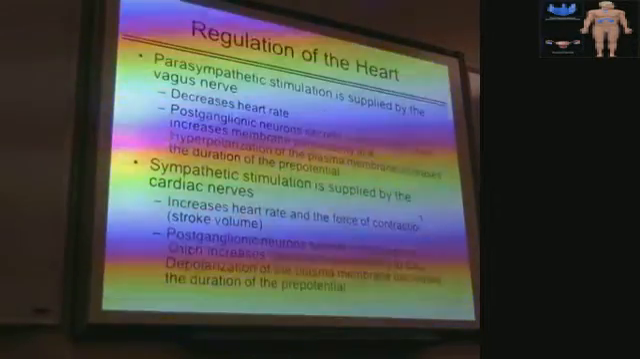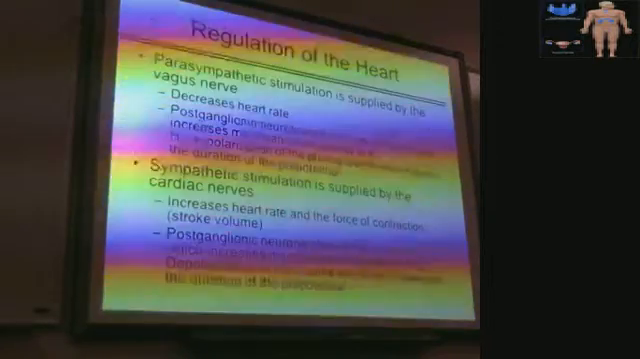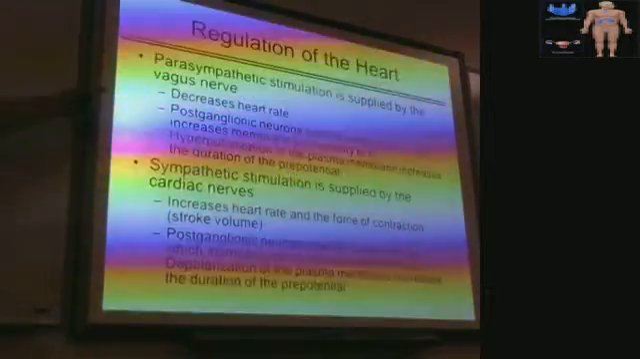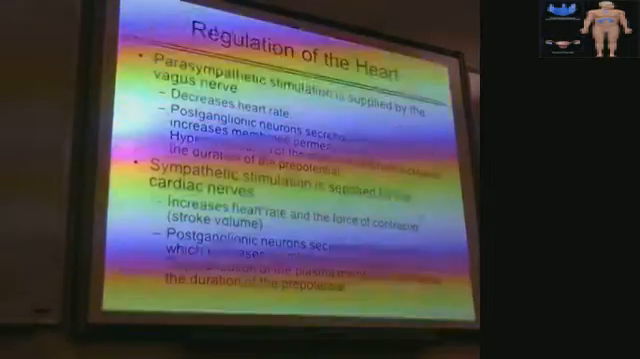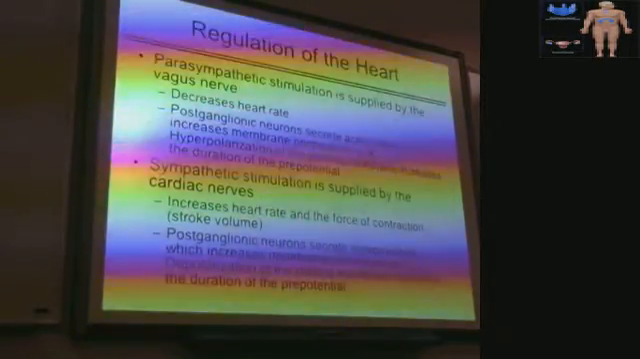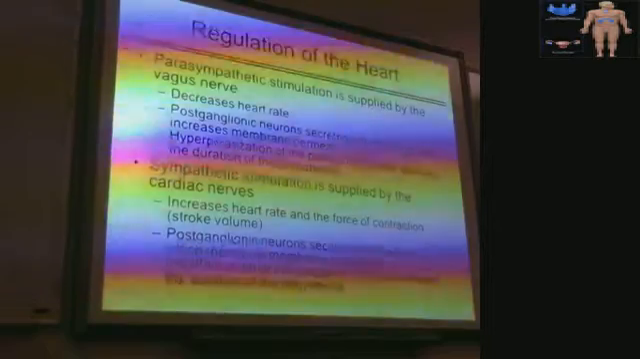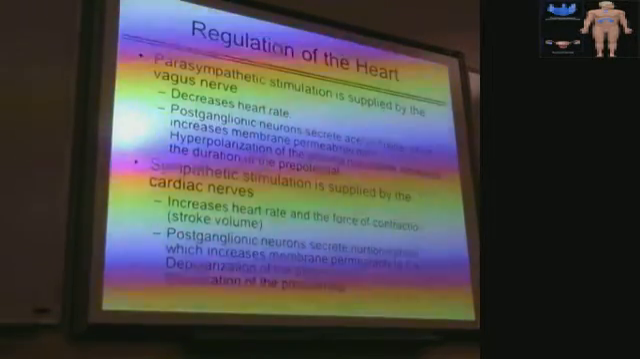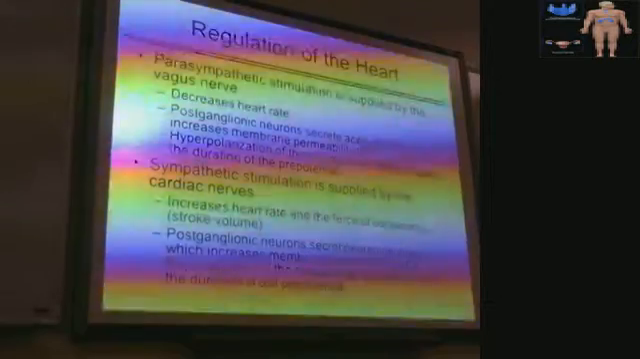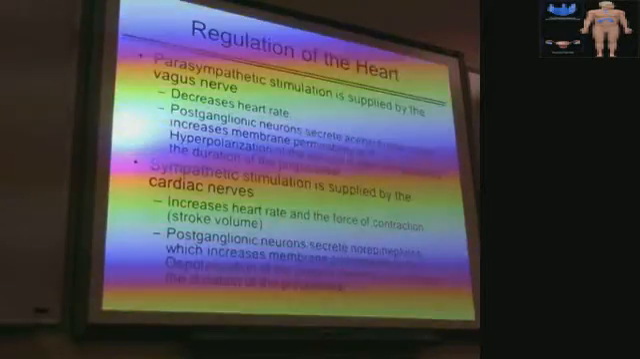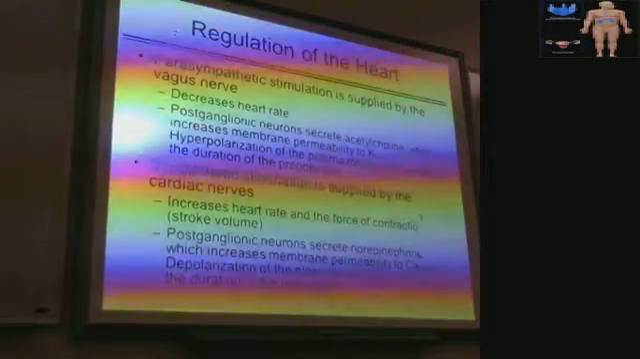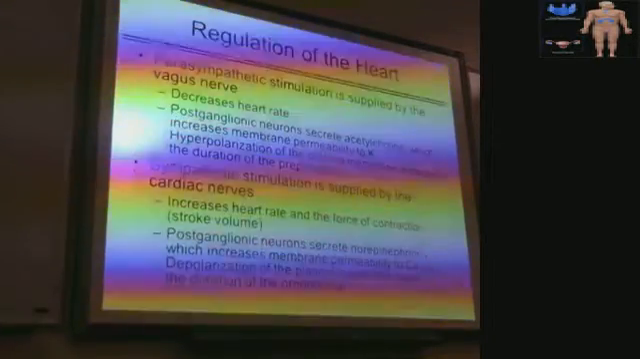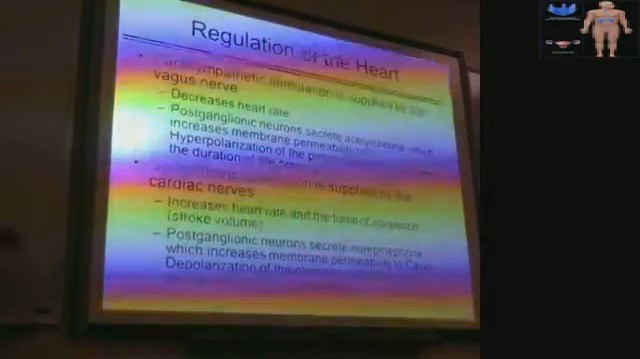Sympathetic stimulation is supplied by the cardiac nerve. Parasympathetic is the vagus. Sympathetic stimulation of the heart is the cardiac nerves, and sympathetic stimulation increases the heart rate and the force of the contraction. Here we're talking about norepinephrine. Epinephrine, norepinephrine: remember, it's going to cause the heart to speed up and stroke harder.